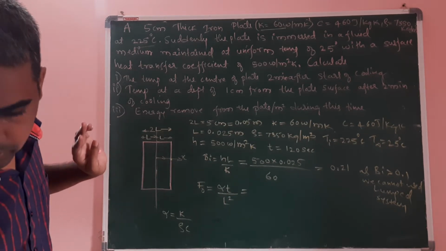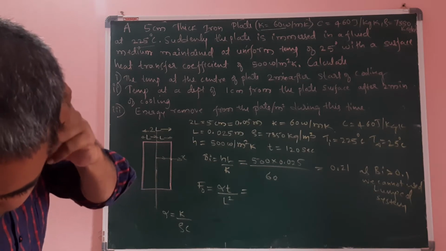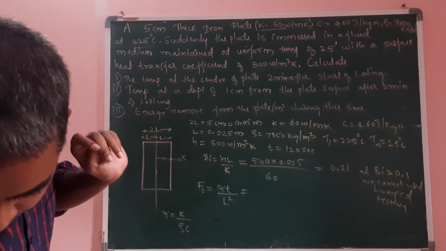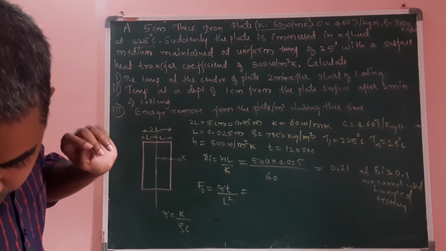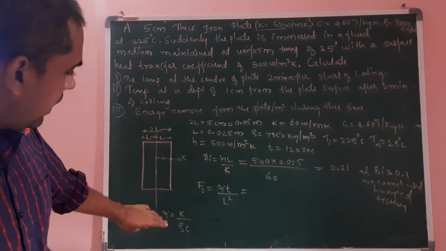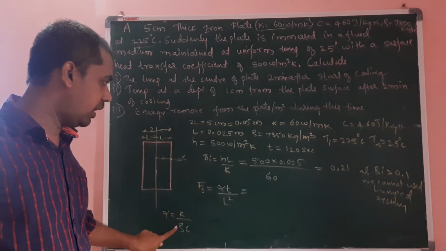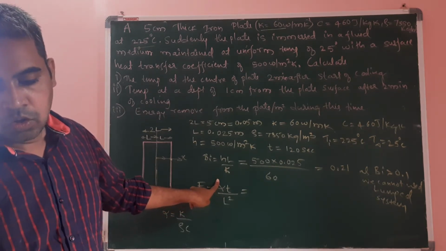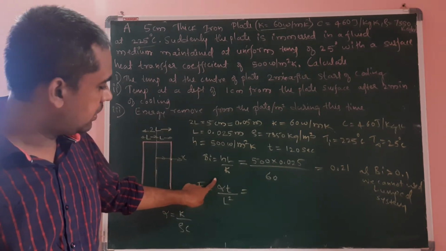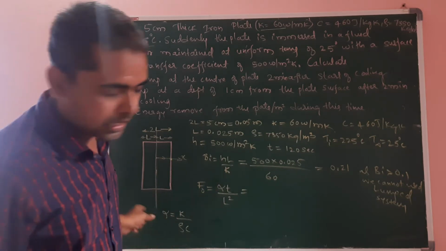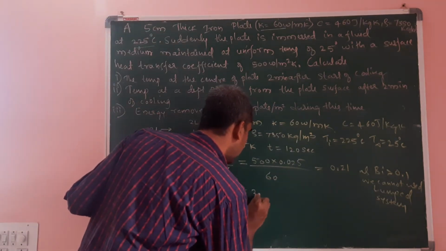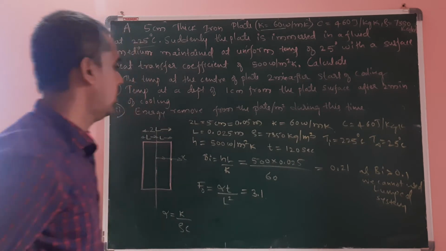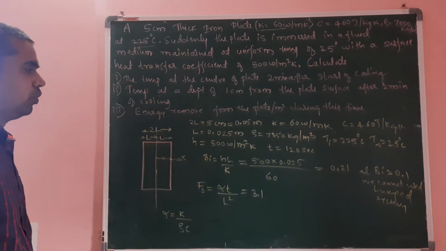That is the thermal diffusivity, a value I don't have at hand. If you calculate alpha and substitute it here, you will get the Fourier number as 3.1. The Biot number you will get as 0.21.